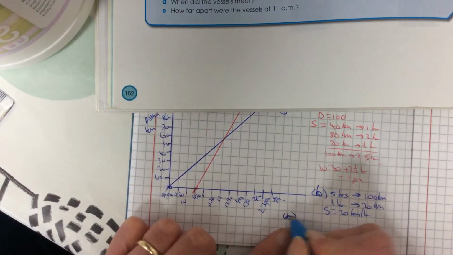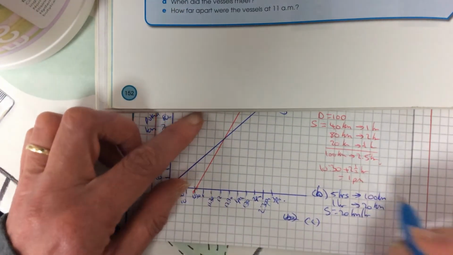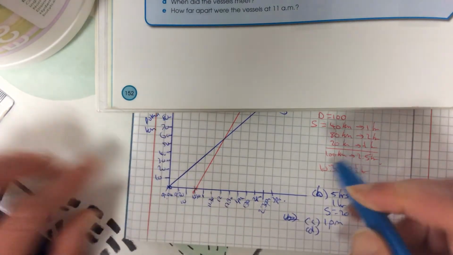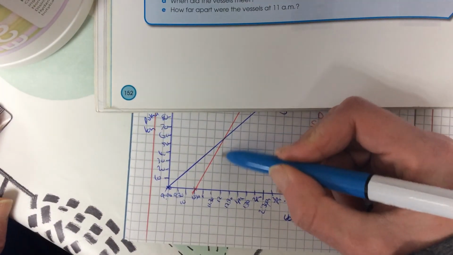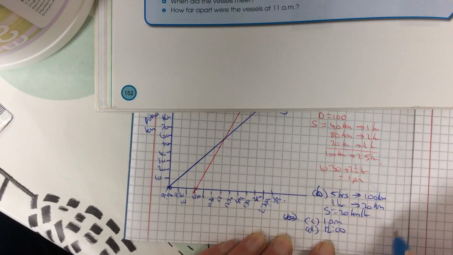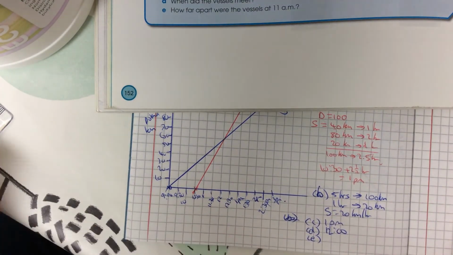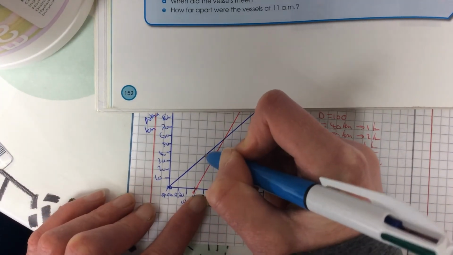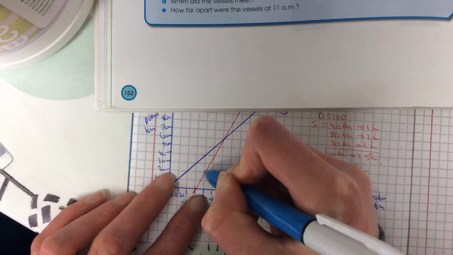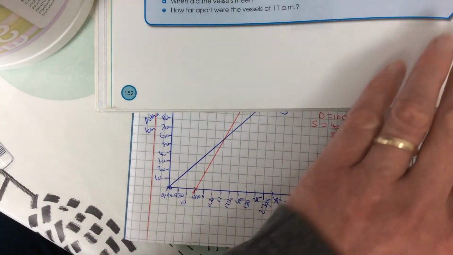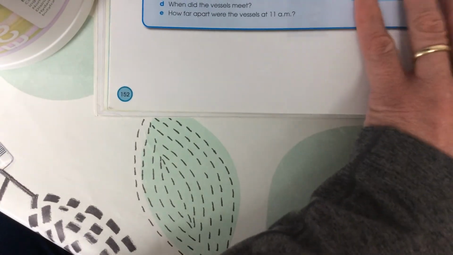Part C, at what time did the speedboat arrive? We have that worked out, 1 p.m. Part D, when did they meet? They meet here at 12 o'clock. So hopefully your answers will be the same as me. And E, how far apart were they at 11? So 11, the ferry was 40 away, the speedboat was 20, so you're trying to find the difference there. It's quite a tricky wee question. I'd be interested to see how you get on with that one.